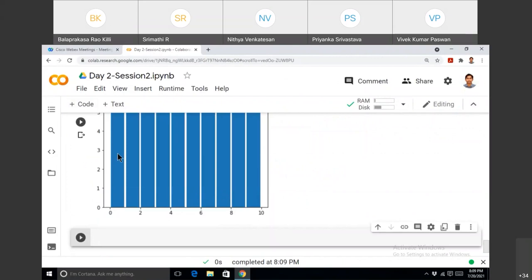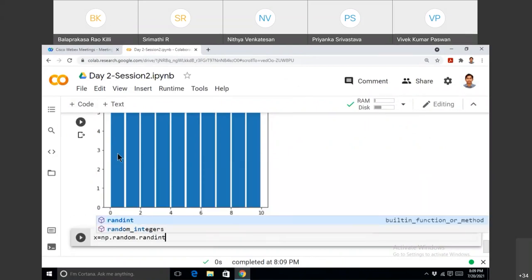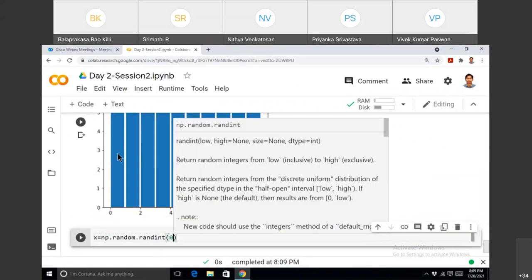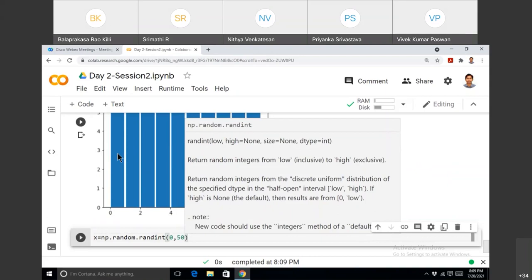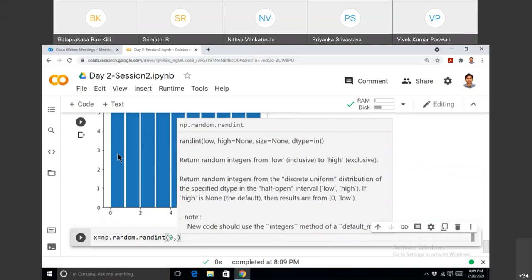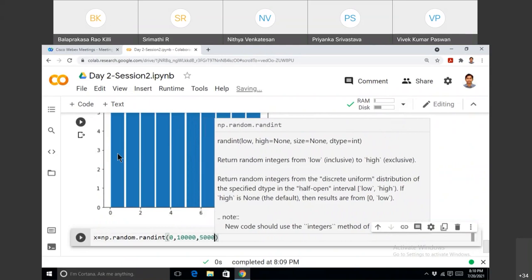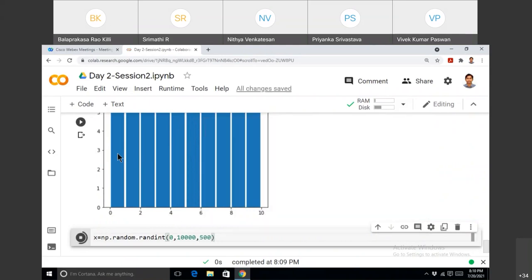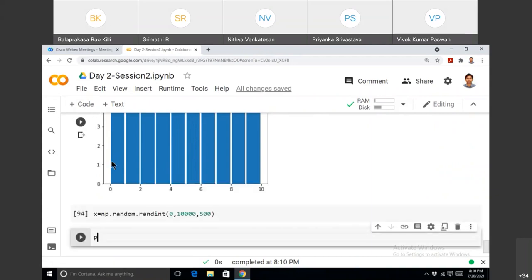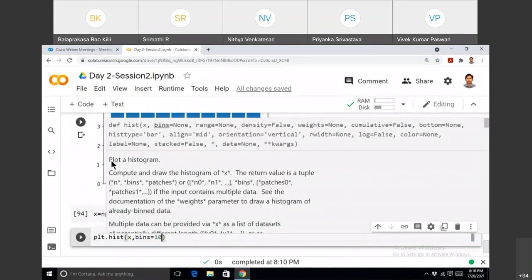Now instead of that, let me generate some random data and then create a histogram. np.random.randint, integers between 0 and 10,000, let us say. Let me generate 500 integers. Okay, now let me count these things. plt.hist of x, and then I want 10 bins.